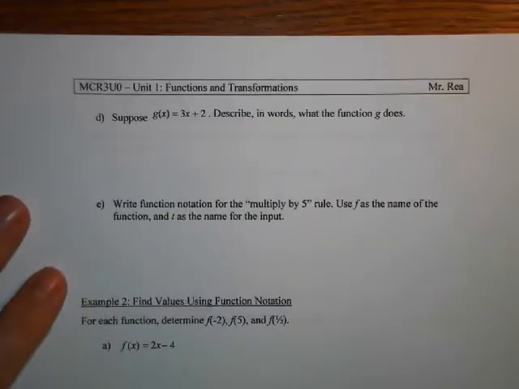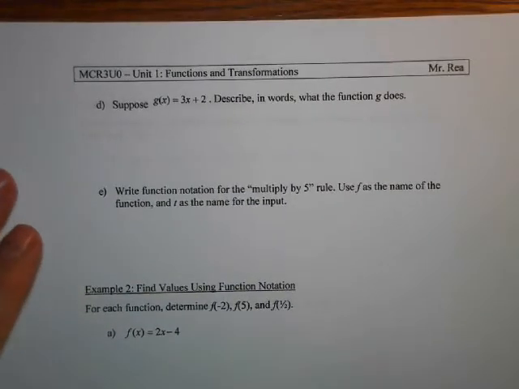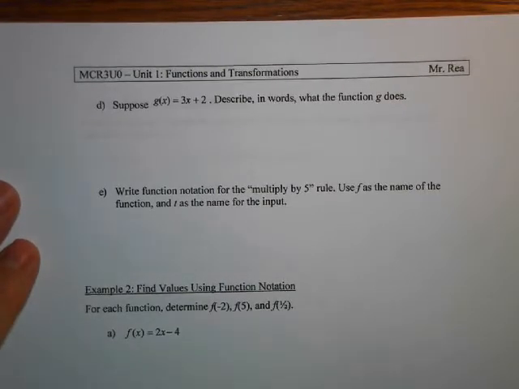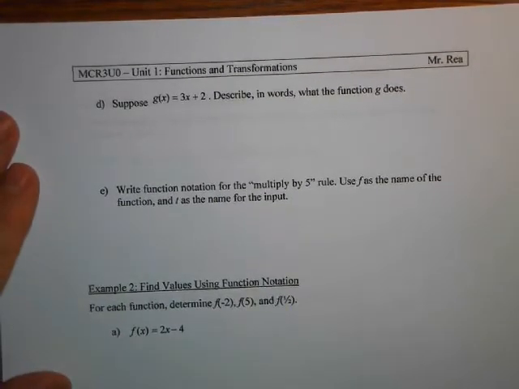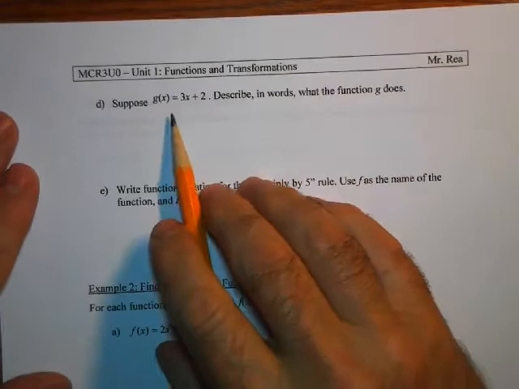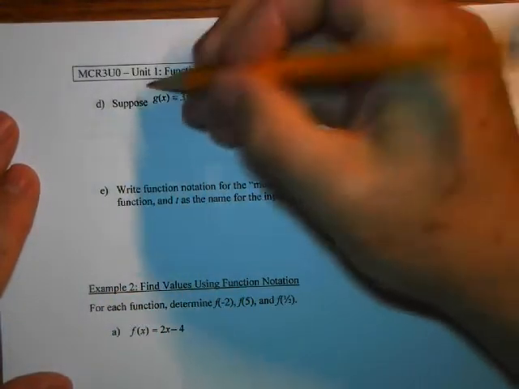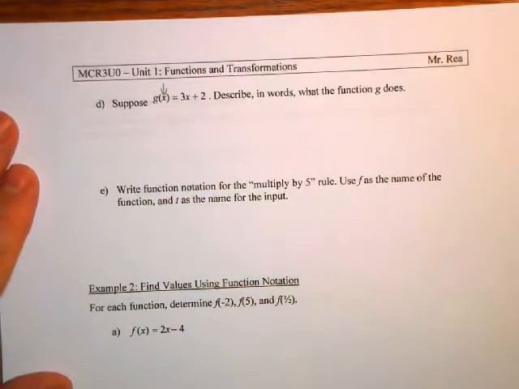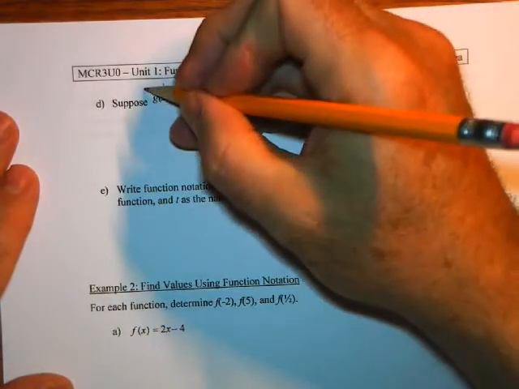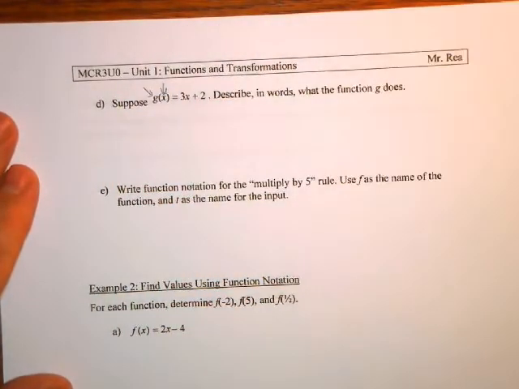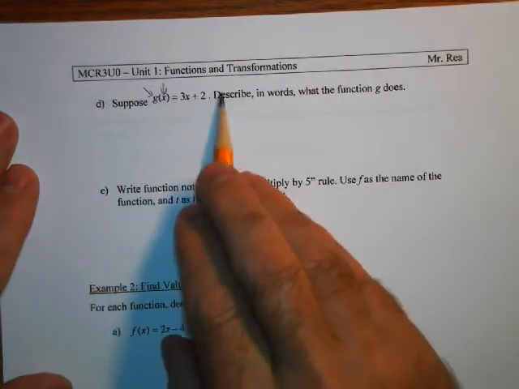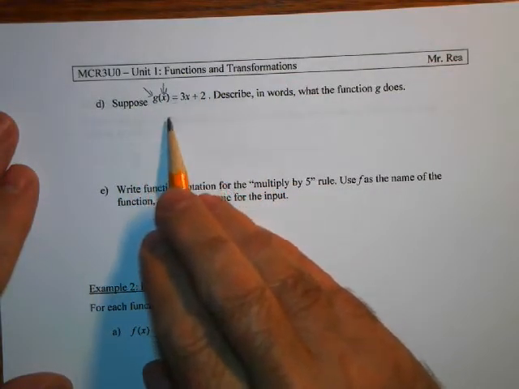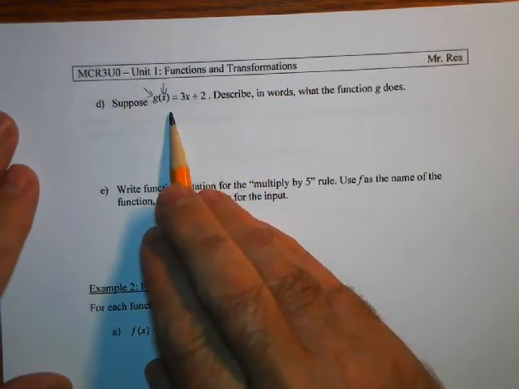Okay, the next part here. Suppose g of x equals 3x plus 2. Describe in words what the function g does. So I talked a bit about that before. Basically, remember this, that's the input. This is the name of the function, g. So the function g takes x as input, and you can tell by what's going on here what this function g is doing to the input.